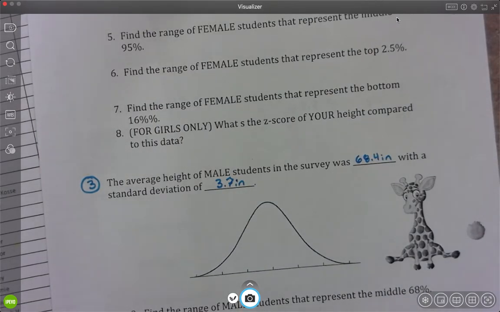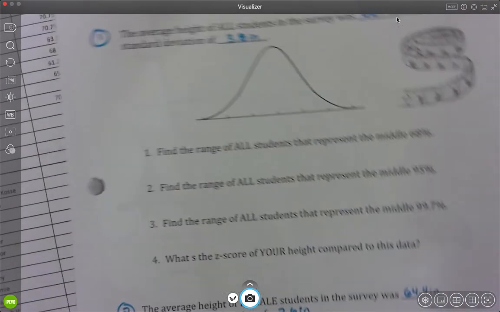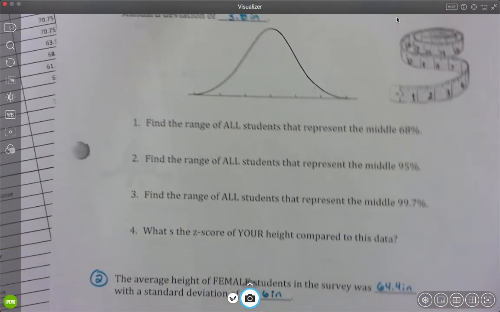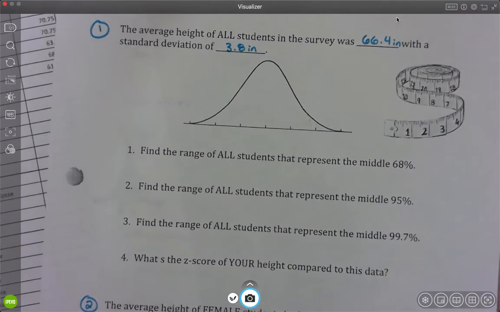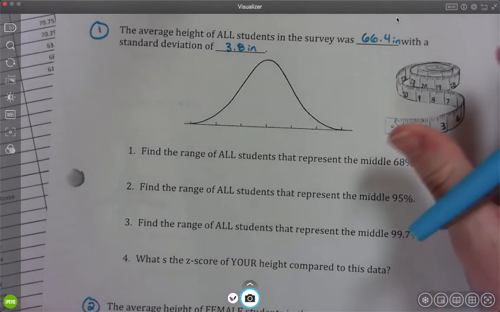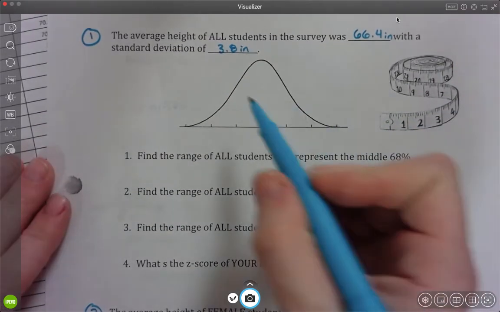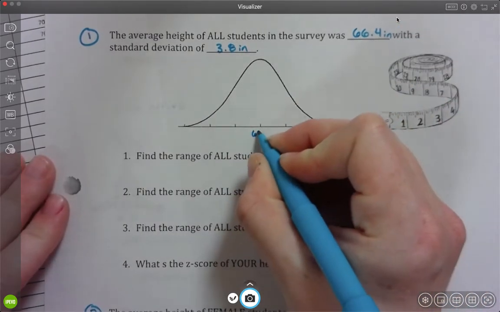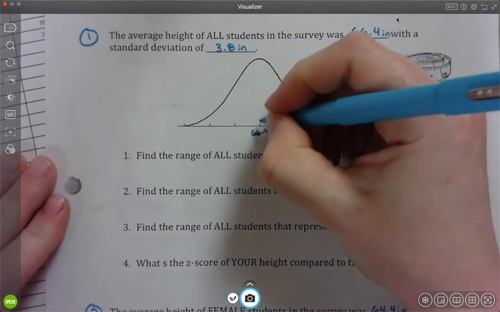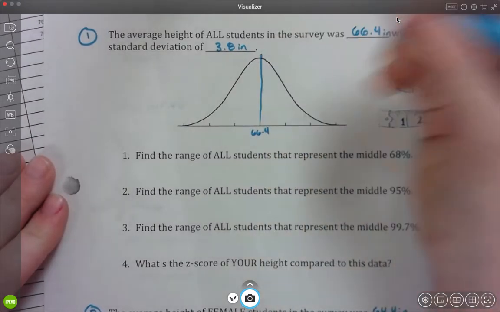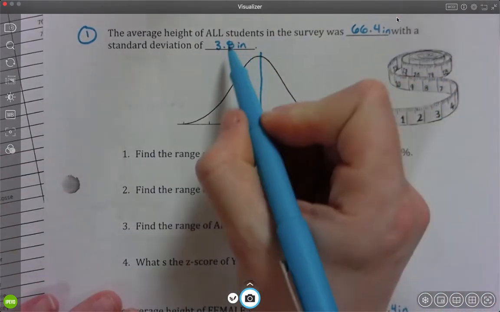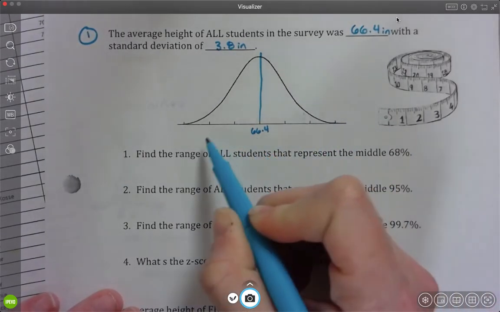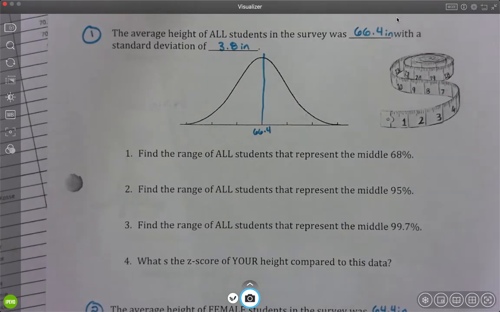Okay. So let's go over here and fill in our bell curve and answer questions 1 through 4, and then I'll explain how to do 2 and 3. Starting with 66.4, that's my average, and it goes in the center here. Just like we did before, here is the center. Then I'm going to take the standard deviation, and add 3.8 three times and subtract 3.8 three times. I'm going to calculate that here.